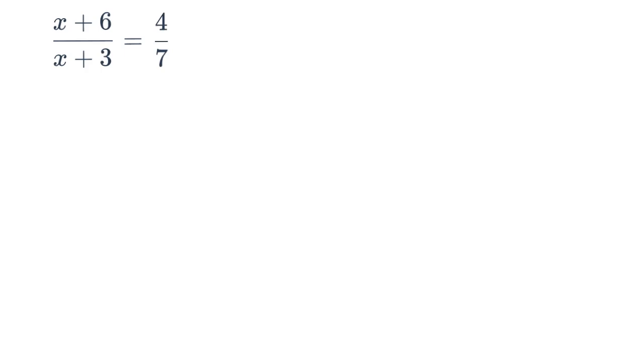Okay, for this type of problem, all we're going to do is cross multiply. So the numerator on the left will multiply with the denominator on the right. The denominator on the left will multiply with the numerator on the right. And you will have something that looks like this.